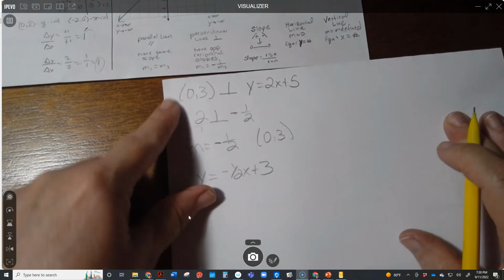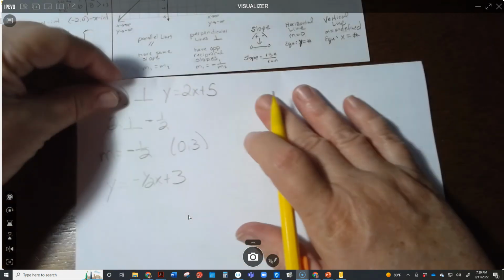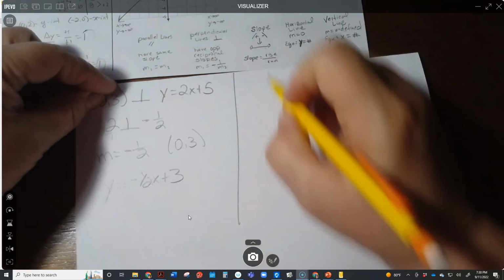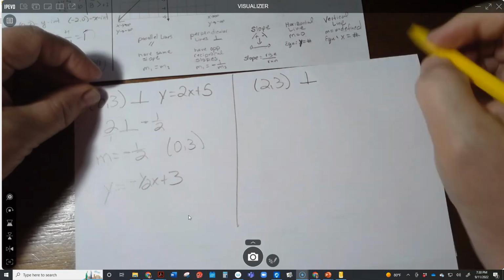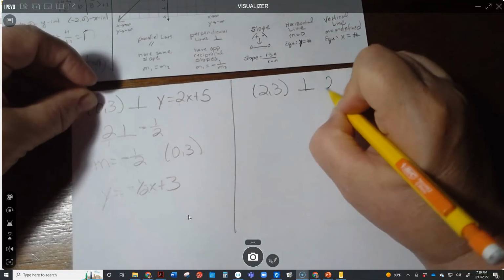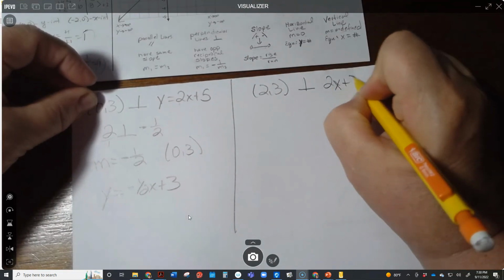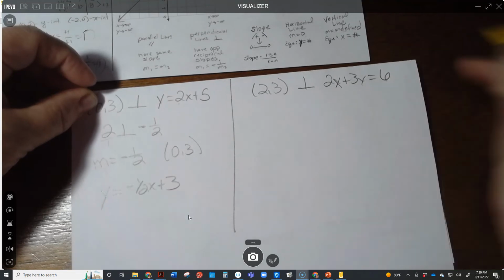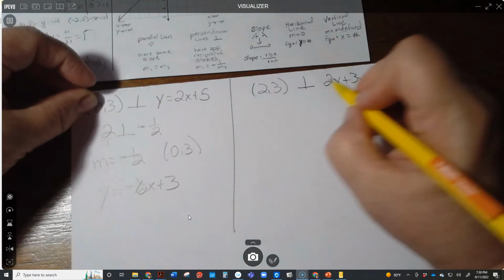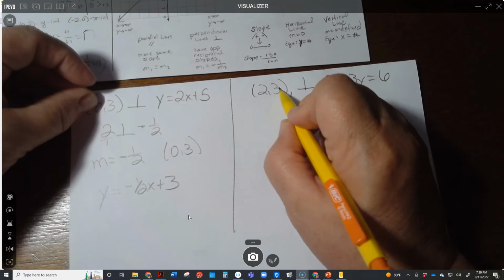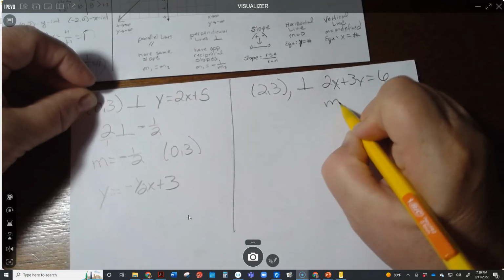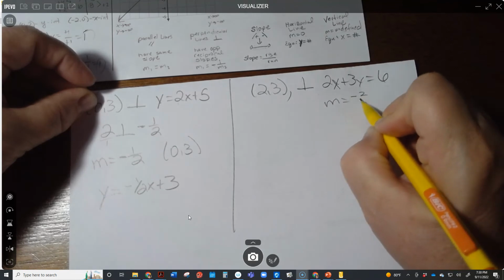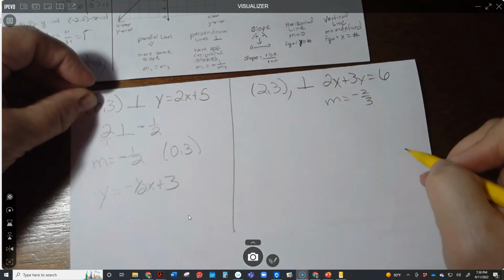If they don't give me the y-intercept, let's say, again, they give me the point 2, 3, and they tell me it's perpendicular. This time let's do 2x plus 3y equals 6. So they tell me my line passes through this point and it's perpendicular to this equation. So find the slope of this equation, negative a over b.